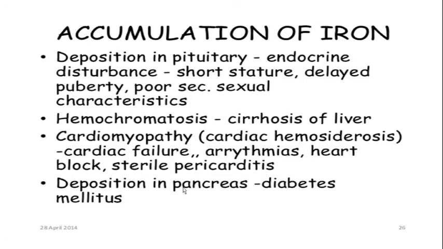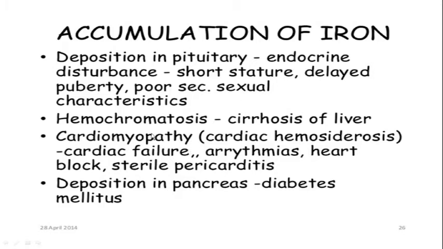Then accumulation of iron through the multiple blood transfusions will lead to deposition of iron in the pituitary endocrine system, leading to disturbances like short stature, delayed puberty, poor secondary sexual characteristics, and then hemochromatosis will lead to cirrhosis of the liver, which is again a dreaded complication.